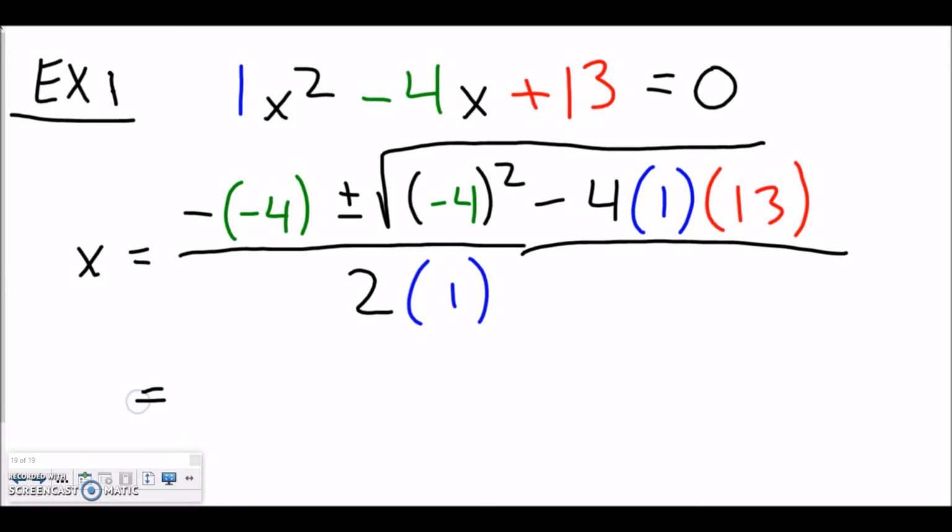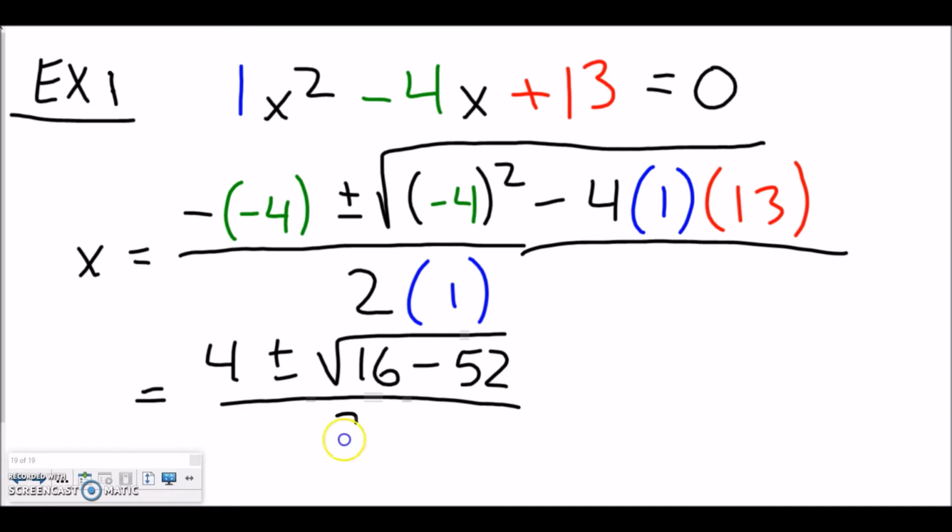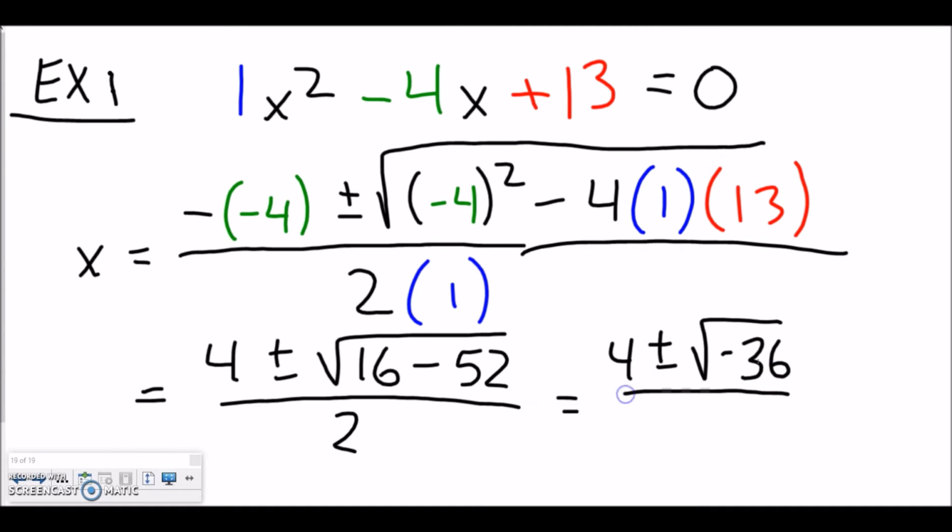Let's simplify. Minus a negative 4 means a positive 4. Negative 4 squared is 16. And negative 4 times 1 times 13 is negative 52. All over 2 times 1, which is 2. If I simplify inside the square root, I get 4 plus or minus square root negative 36 over 2. That looks like 4 plus or minus 6i over 2.